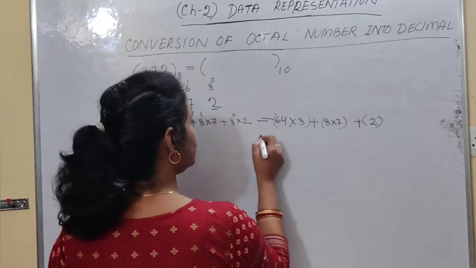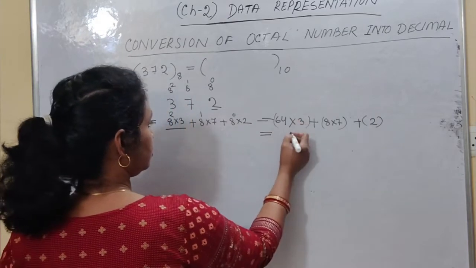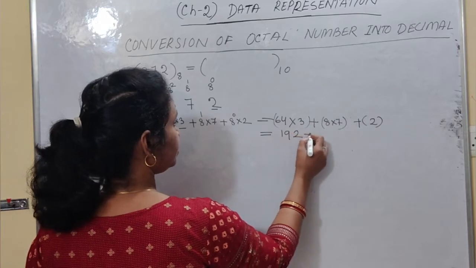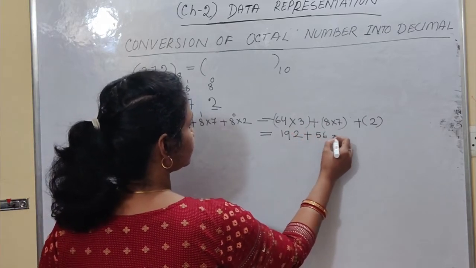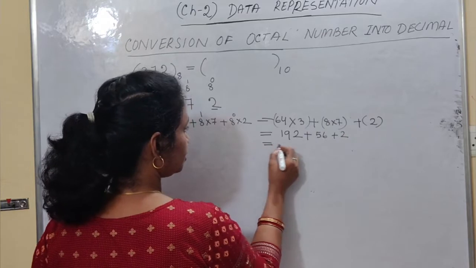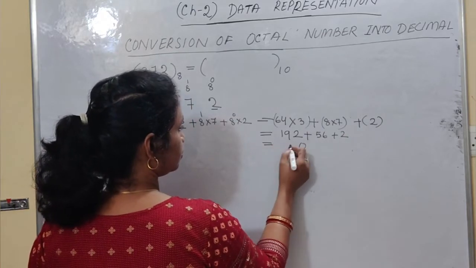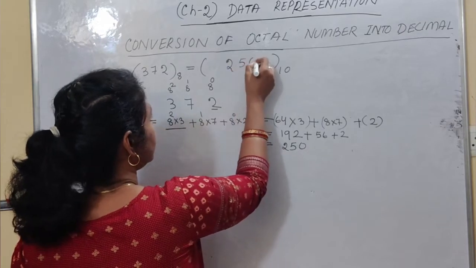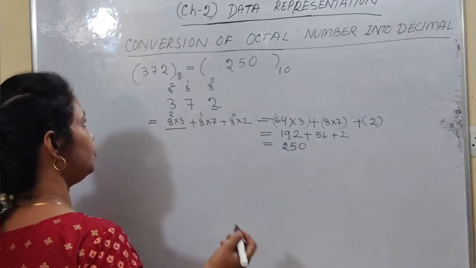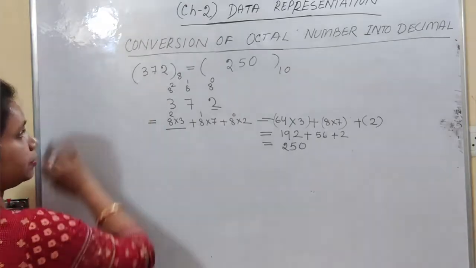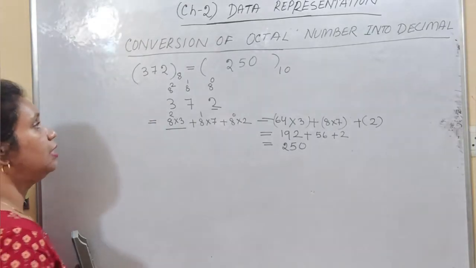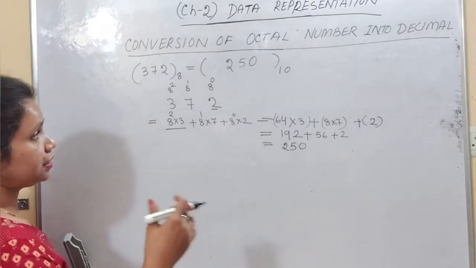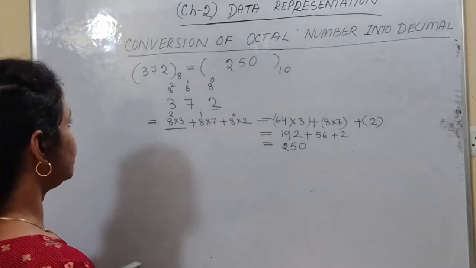Now you have to find the result. That is 3 4s are 12 and 3 6s are 18, that is 192, plus 56, plus 2. Now your answer is 250. So this is your decimal representation of this octal number, right, students? So here we have used the same process as our binary to decimal conversion. Is that clear?